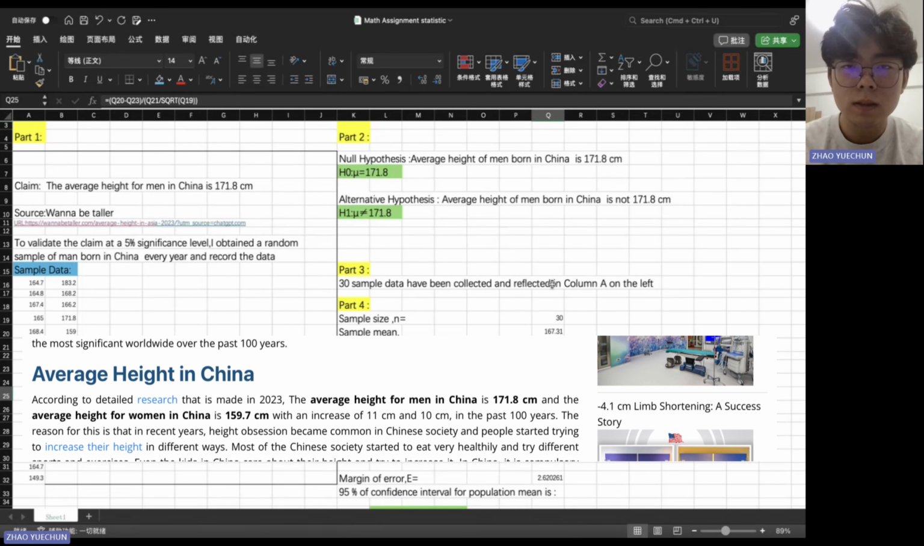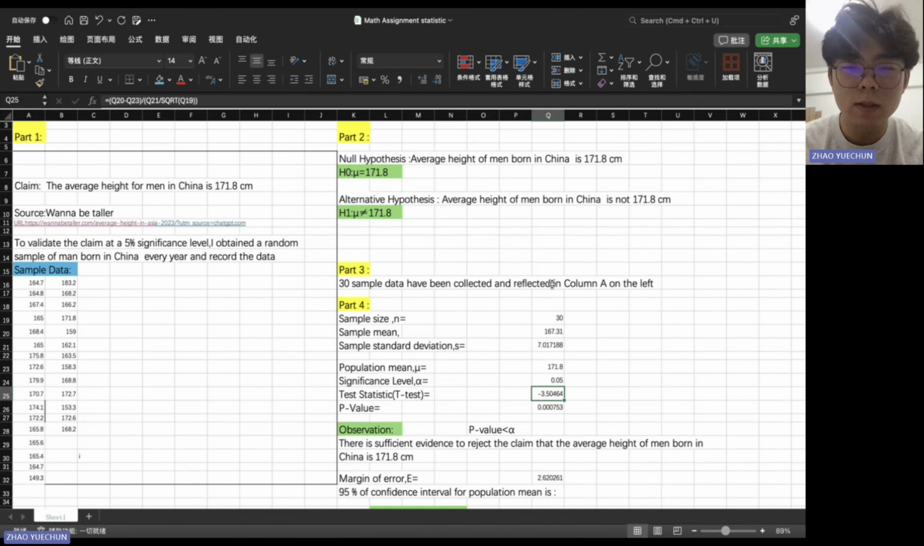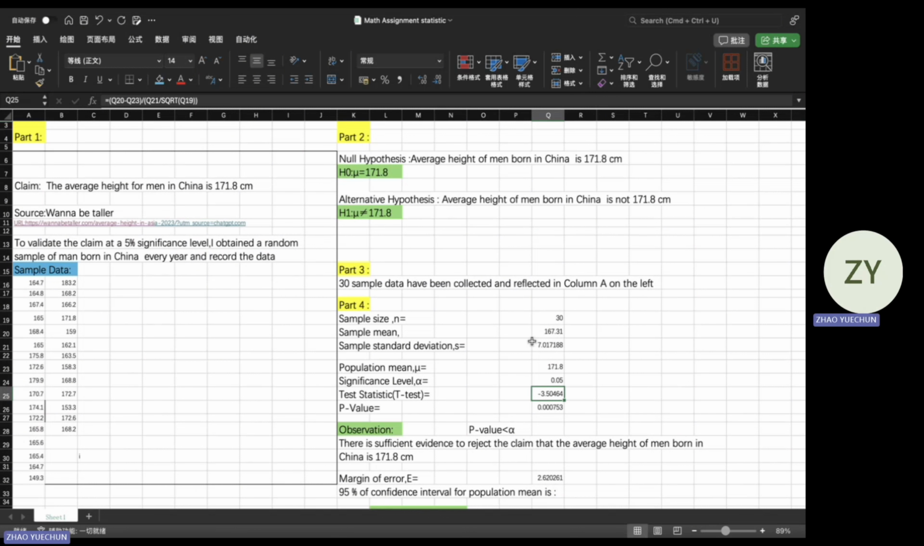Hi everyone. Today we will explore a statistical claim about the average height of men born in China, which is said to be 171.8 centimeters. Our objective is to test this claim using a statistical hypothesis test at a 5% significance level. Through this process, we aim to determine whether the data supports or challenges the claim.